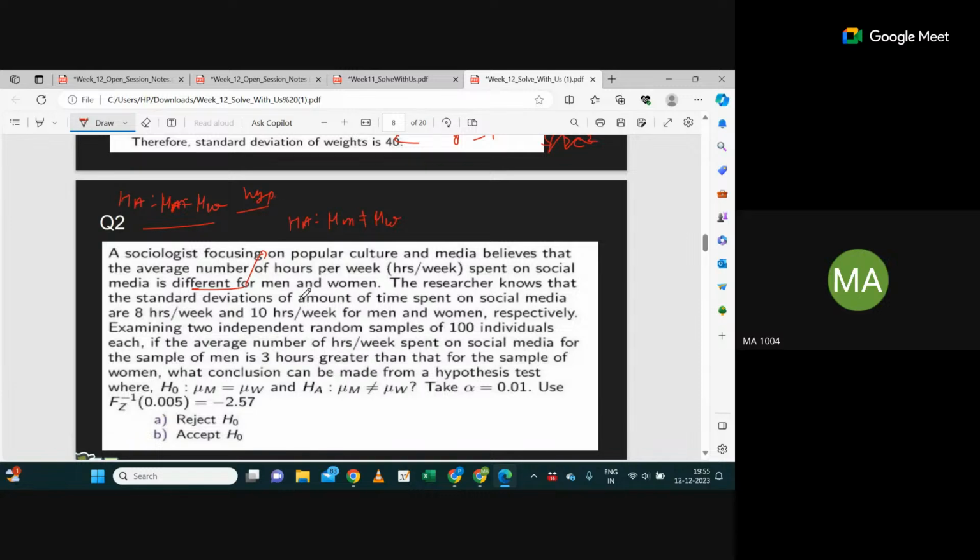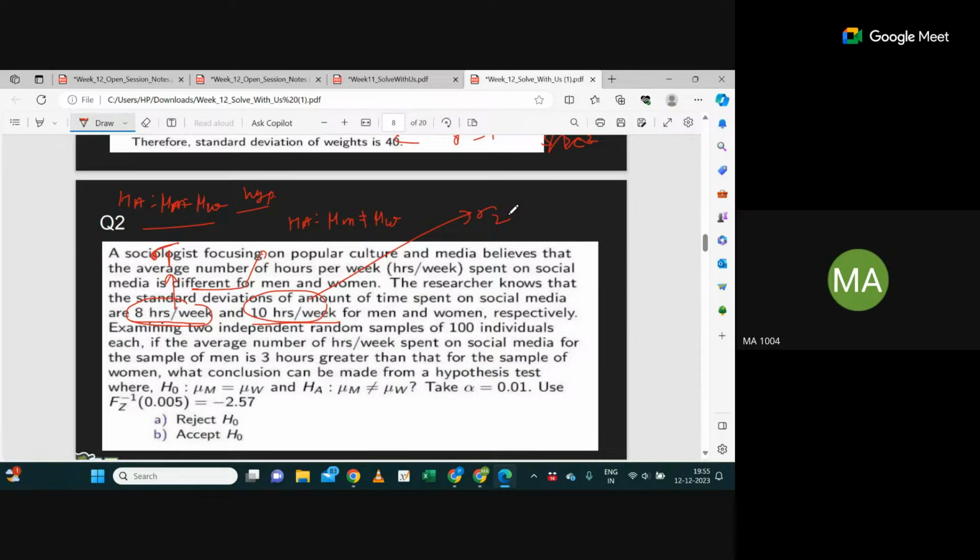The researcher knows that the standard deviations of the amount of time spent on social media are 8 hours per week and 10 hours per week. So this is what is given to us. This is sigma 1 for men, and this is sigma 2. This is given to us without the sample, right?